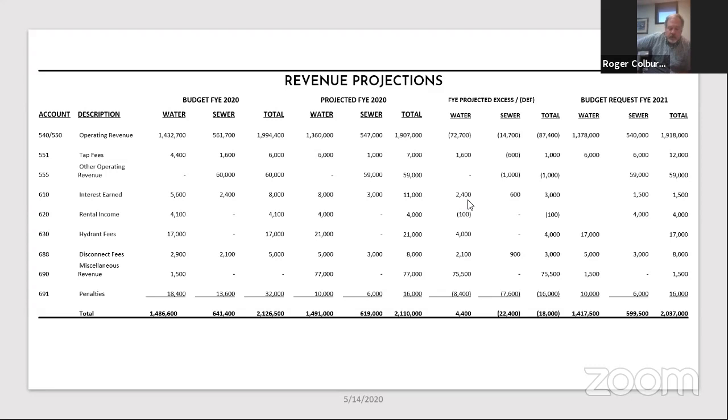Projecting a revenue of 1,417,500 for the water system and around 600 for the sewer system, totaling up to just around 2,037,000. Last year, you can see that we were projecting quite a bit more revenue. This year, we're saying that we're gonna end up a little bit higher than what we're saying there.